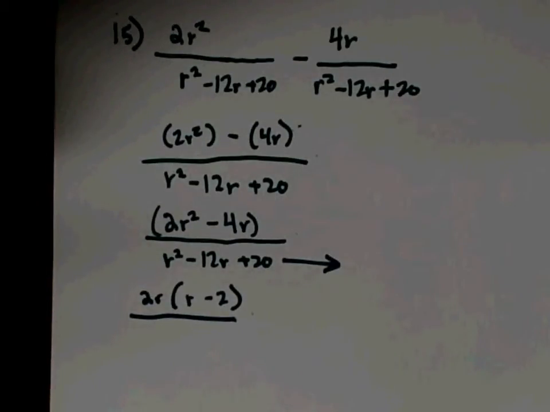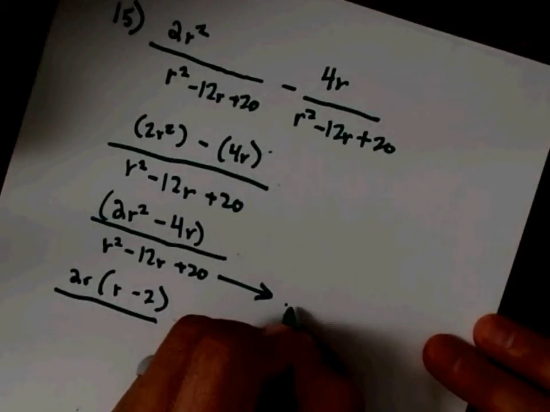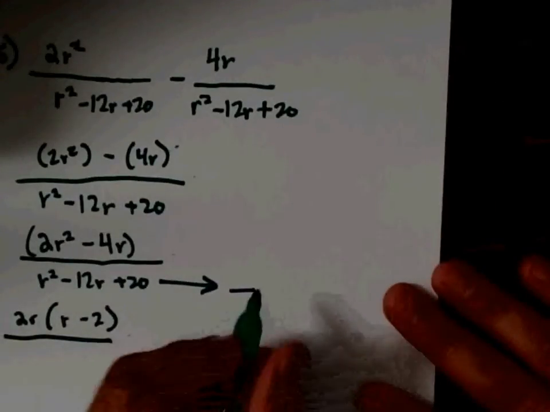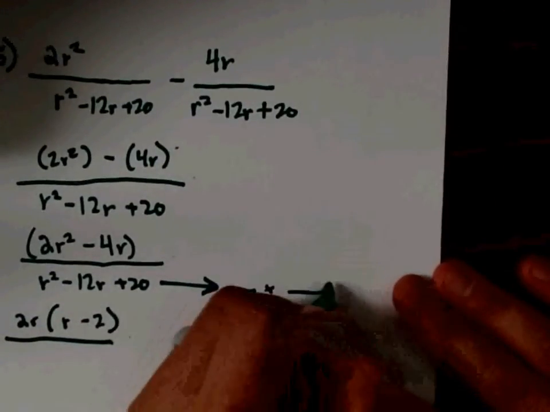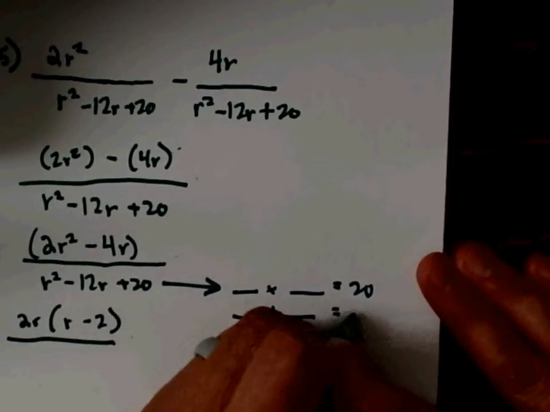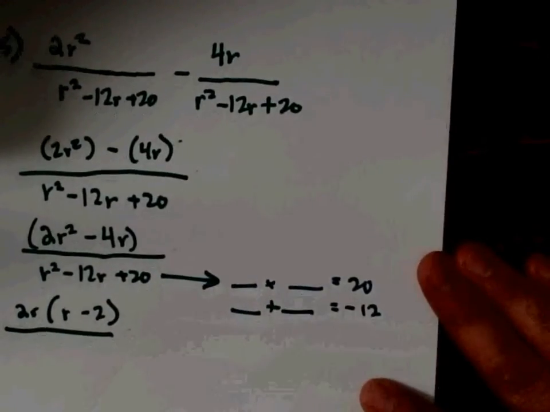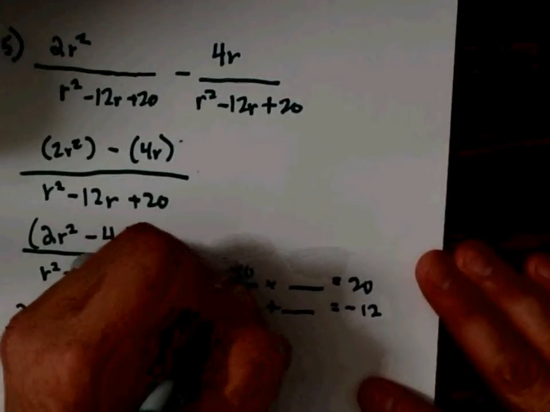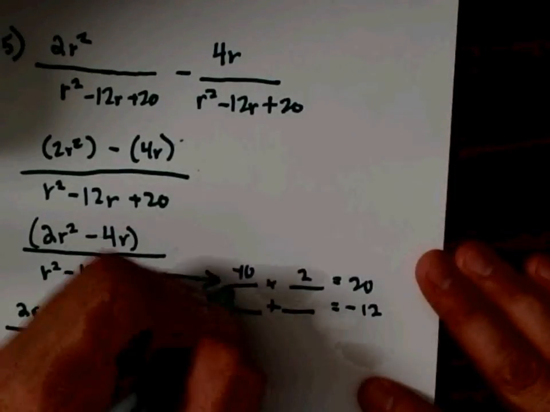It's quadratic, right? Since it's quadratic, what's the value of a? 1. Okay, so a equals 1. Is 1 greater than, less than, or equal to 1? So therefore, we can dive right into the question of what multiplies to give me 20 and adds to give me negative 12. What do we got? Negative 10 and negative 2.